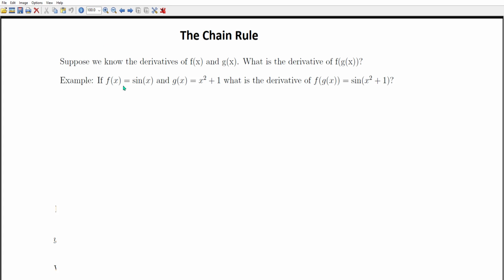So for example, if f of x is the sine of x and g of x is x squared plus 1, what's the derivative of f of g of x, which is the sine of x squared plus 1? So here, the outside function f is the sine function, and the inside function g is x squared plus 1.